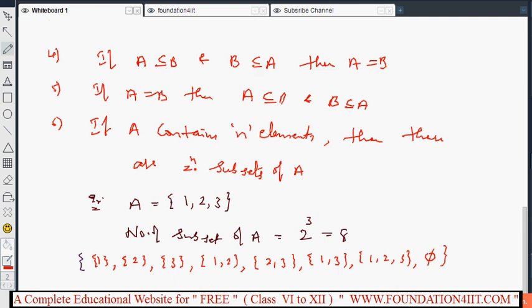So the formula is 2 to the power n. 2 power n is the formula to find the number of possible subsets from any set. Now we'll see the power set.